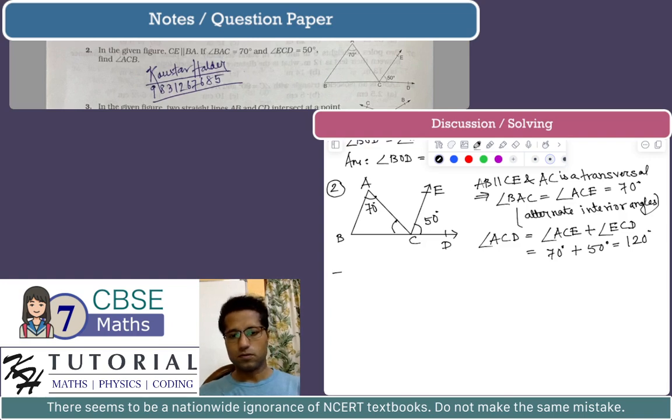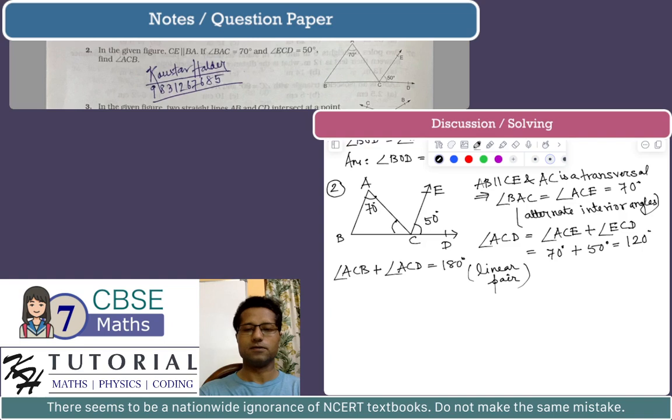Now we also know that angle ACB plus angle ACD is equal to 180 degree. Why? Because they are a linear pair. Angle ACB and angle ACD are forming a linear pair of angles, and we know that the sum of a linear pair of angles is equal to 180 degree.